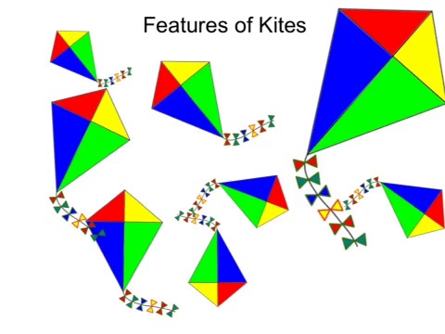Here are some kites flying in the sky. You can see big kites, little kites, and kites that are facing all different ways. They are all still kites though, because they have their two long edges, two short edges, two opposite corners that are the same, and two opposite corners that are different.